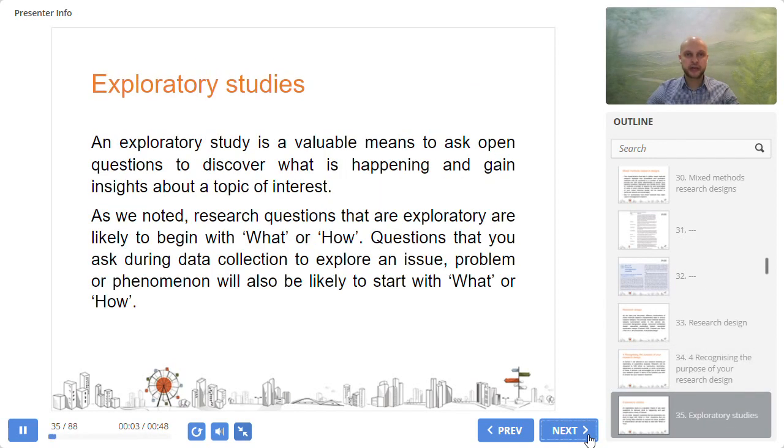Exploratory studies. An exploratory study is a valuable means to ask open questions to discover what is happening and gain insights about a topic of interest. As we noted, research questions that are exploratory are likely to begin with what or how. Questions that you ask during data collection to explore an issue, problem, or phenomenon will also be likely to start with what or how. An exploratory study is particularly useful if you wish to clarify your understanding of an issue, problem, or phenomenon, such as if you are unsure of its precise nature.